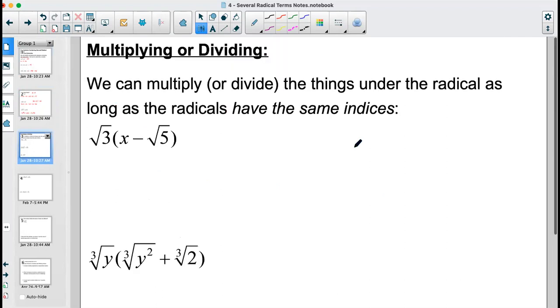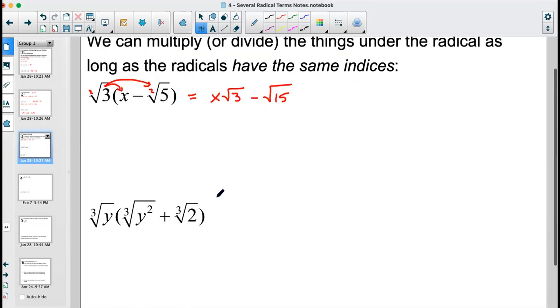That's why that's there. So if I'm doing this little distributing trick here, I might say something like root 3 times x is x root 3. Root 3 times root 5 is root 15. And this is what I mean, where we can multiply or divide the things into the radical as long as the radicals have the same indices. Like the index of this one is 2, and the index of that one is 2. And since those are the same, I can multiply the numbers underneath them. I got 3 times 5 is 15. If one was a cube root and one was a square root, it's not as easy to do that. It's not impossible, but it's not easy necessarily.